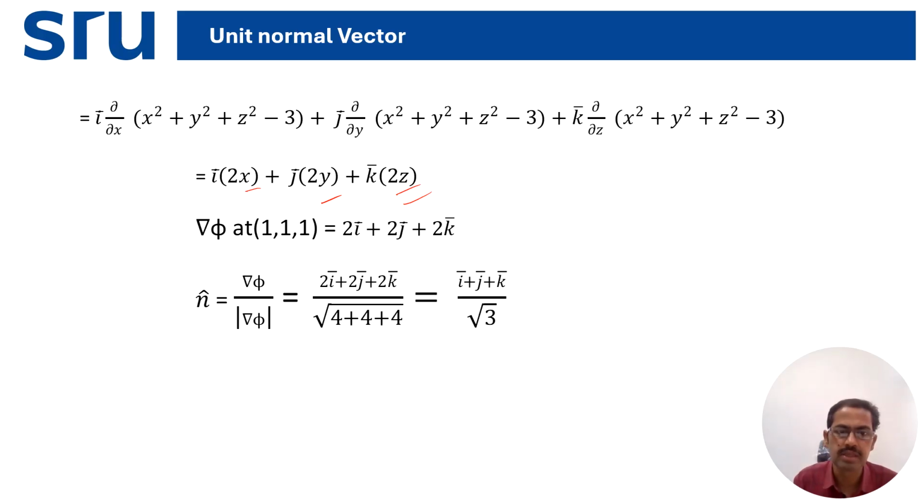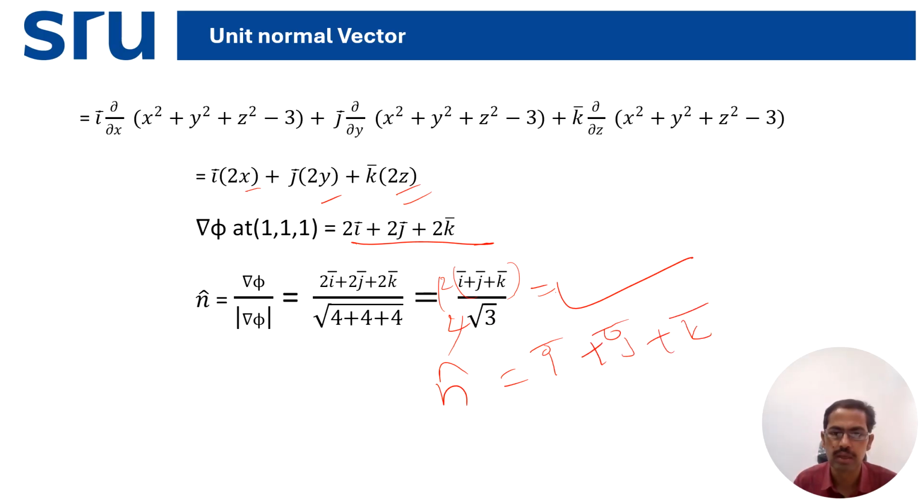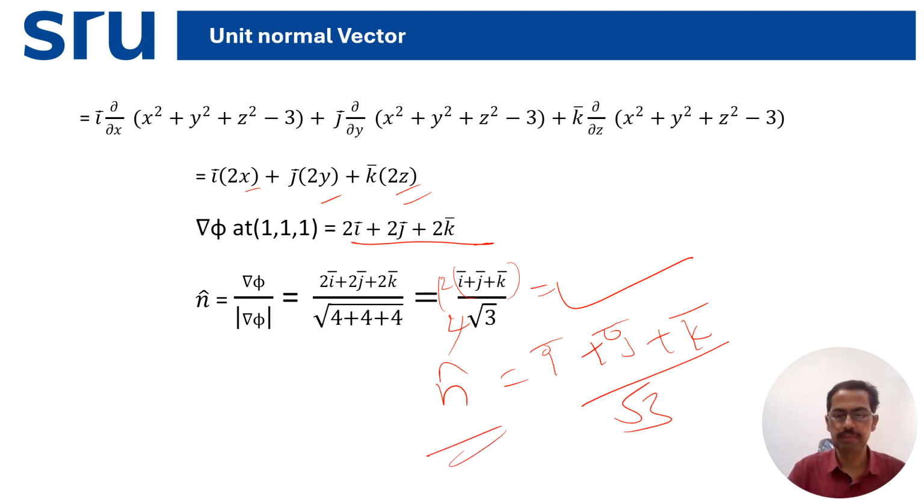So n cap is equal to del phi by magnitude of del phi. Del phi is this. Its magnitude is the square root of 2 square plus 2 square plus 2 square, so this is 2 root 3. Here the 2 gets cancelled. So n cap is equal to i bar plus j bar plus k bar by root 3. This is n cap, the unit normal vector.